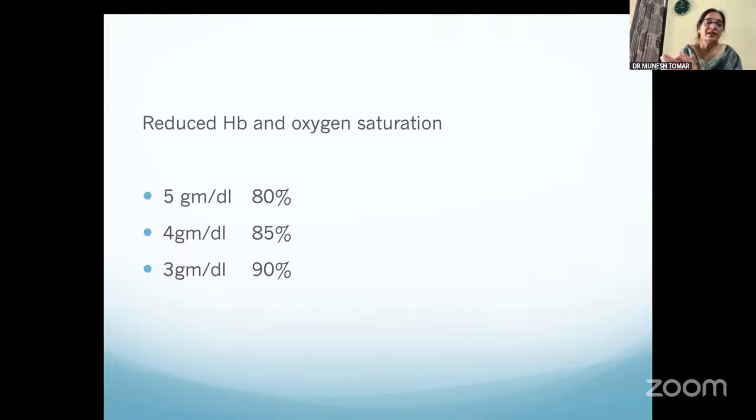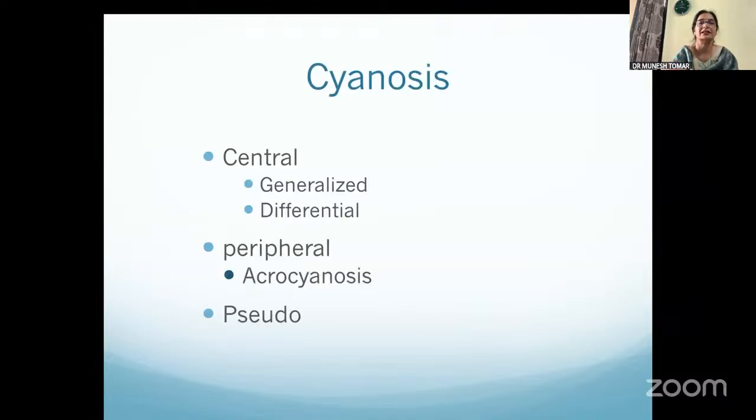When the reduced hemoglobin is 3 gram, then saturation is below 90%. When it is 4, it is below 85%. When it is 5, it is 80%. So clinically visible cyanosis is at less than 85% saturation. That's why more than 5 gram of reduced hemoglobin is used to define clinical cyanosis basically.